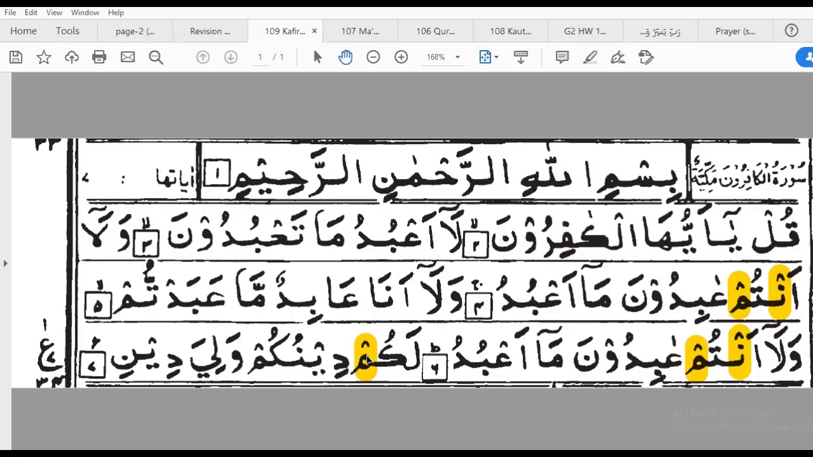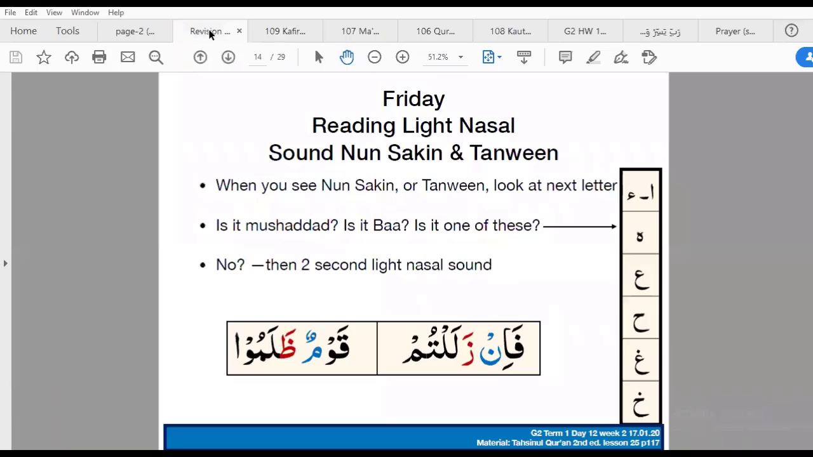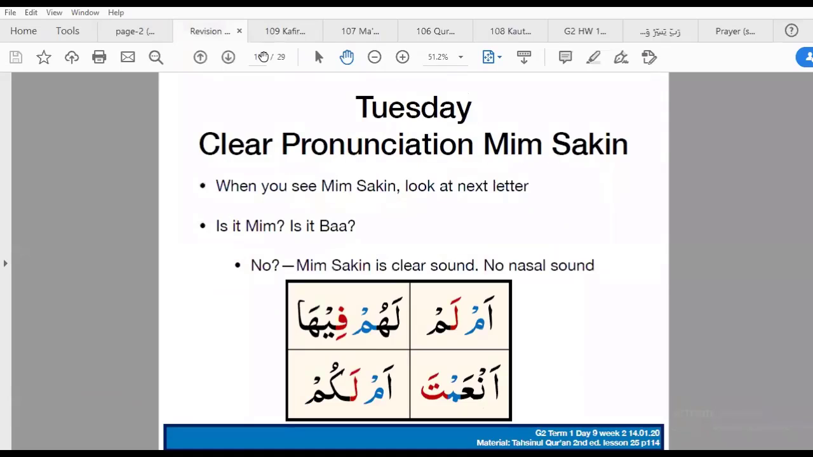Okay, yes, when there is a meme sakin, there are some instances where we do have to produce a nasal sound, but there are other instances when we don't. So just to remind you all, this is the rule of clear pronunciation meme sakin, or some of you may also remember it as izhar meme sakin. Let's quickly have a look at this rule.